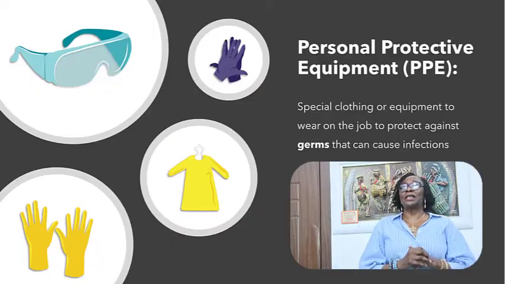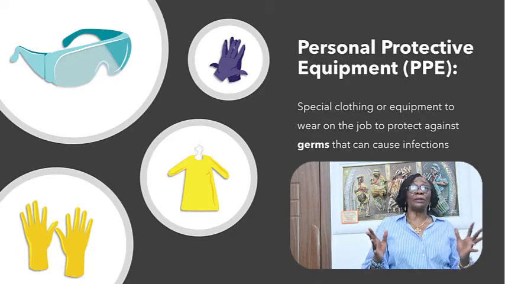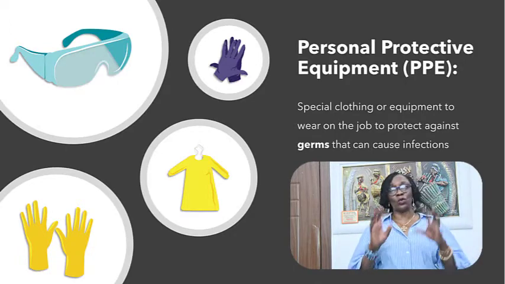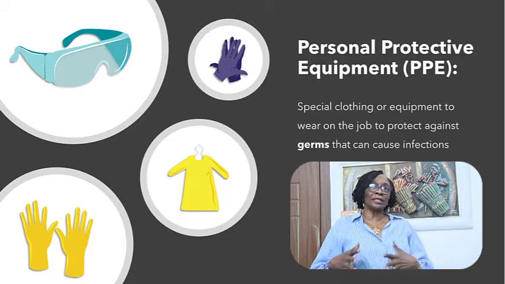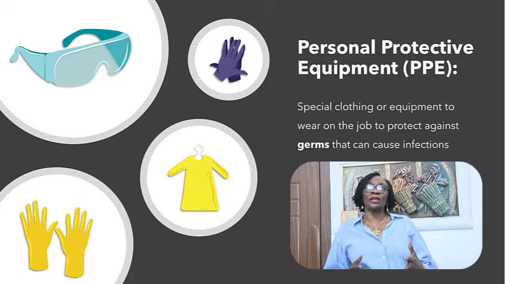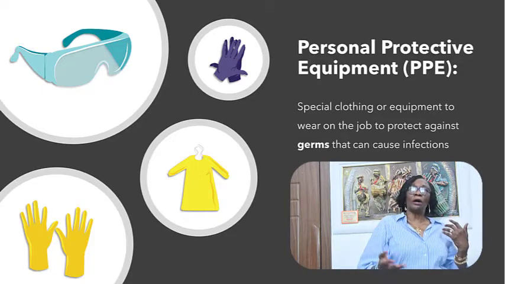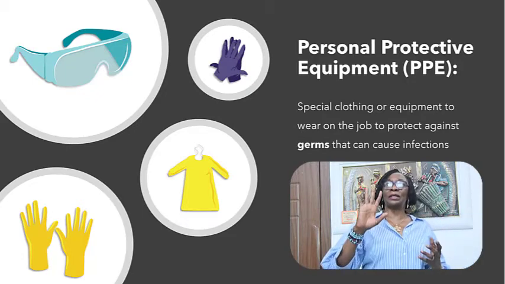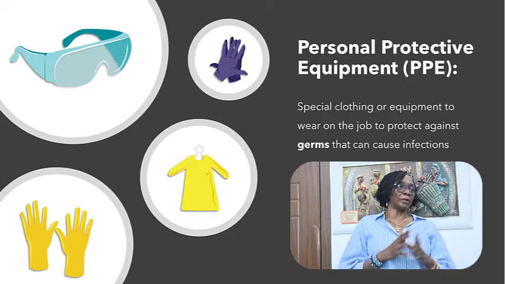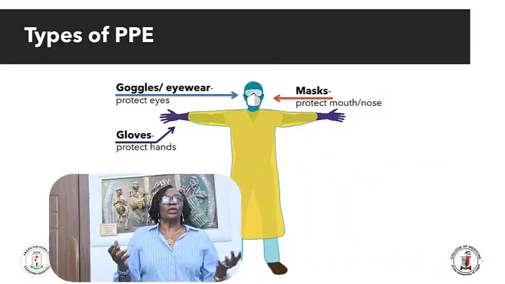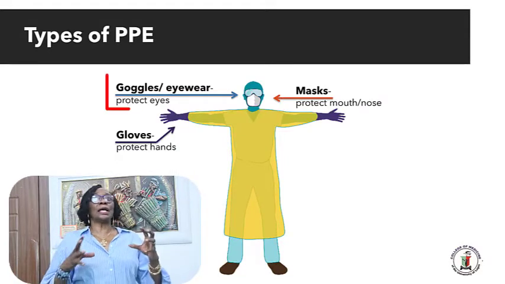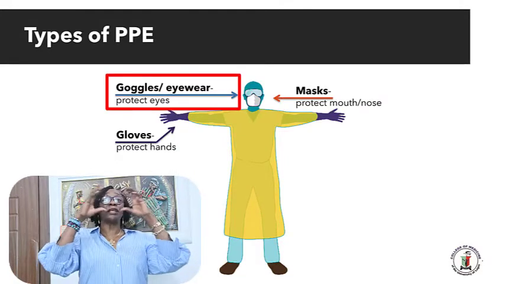So your personal protective equipment, there are quite a number. These are special clothing that you wear on the job to protect against germs that cause infections. And they include the gloves, the goggles, the gowns, and so on. So what do they do? The goggles or the mask protect your eyes.